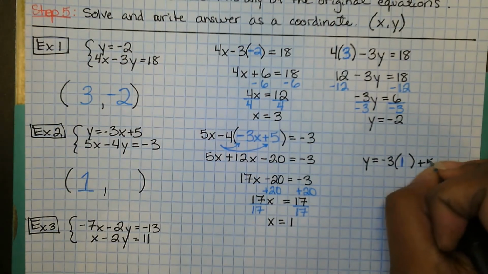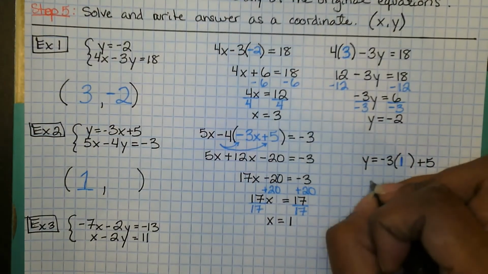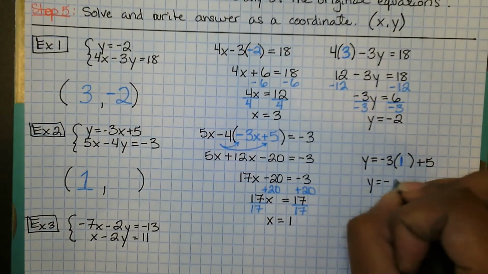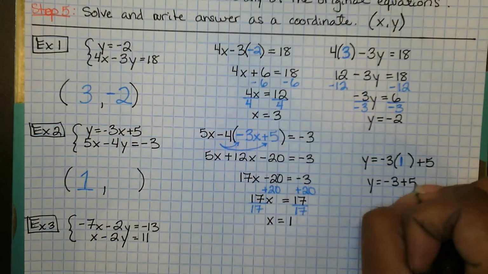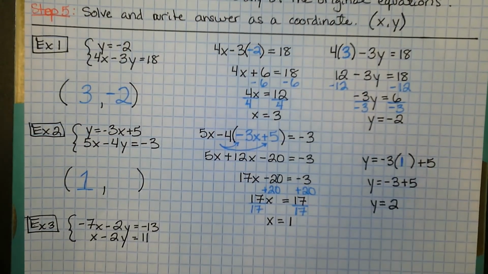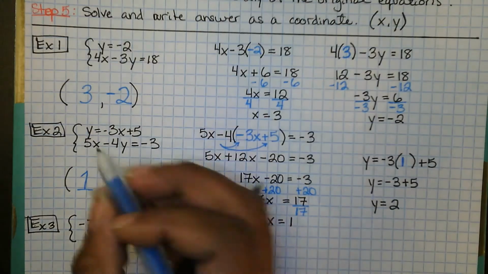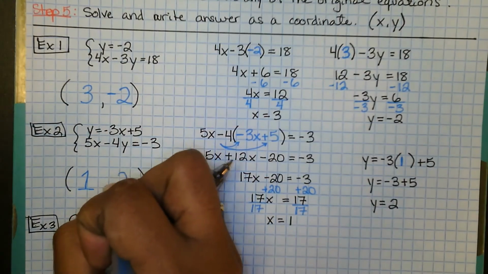We finish off the equation, plus 5. And then we evaluate. -3 times 1 is -3. And then -3 plus 5 is equal to 2. So our answer for example 2 is going to be 1, 2.